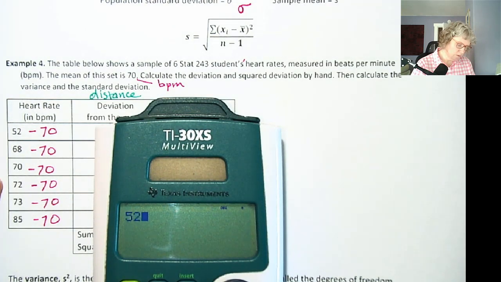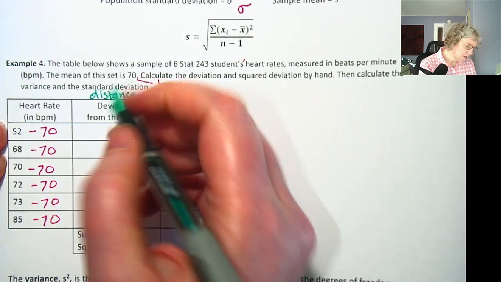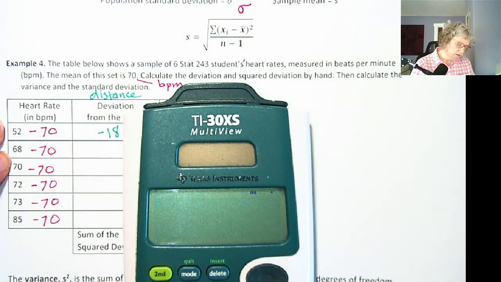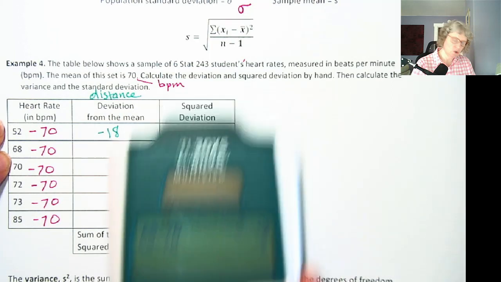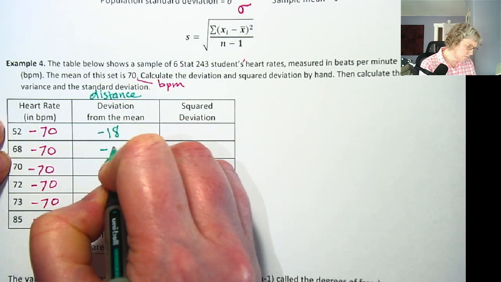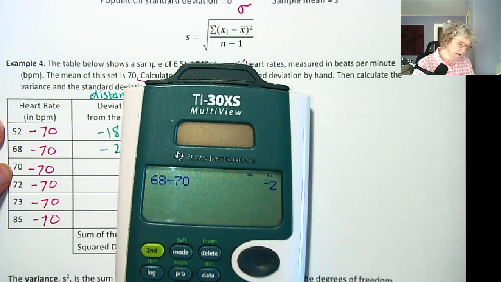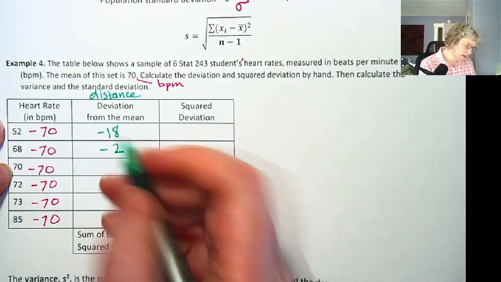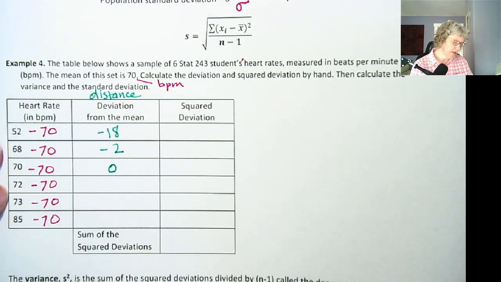So 52 minus 70. Notice it's going to be negative because I'm subtracting more than I have, and that's fine. Some will be smaller than the mean and they'll be negative. So that's negative 18. 68 minus 70, that's 2 away, so that's negative 2. 70 minus 70, as you can guess, that's 0. So that person was right on the mean. They happen to have the average heart rate or pulse rate.